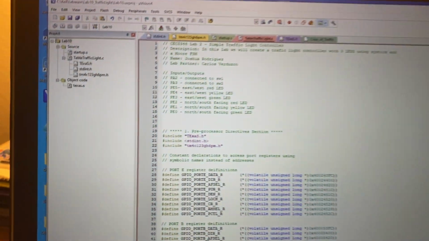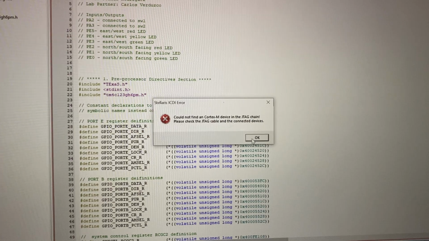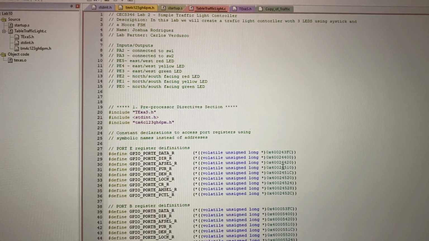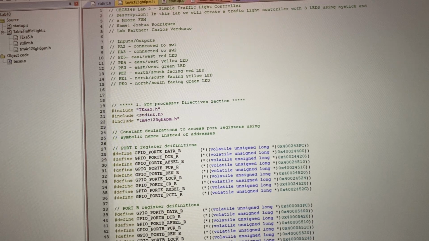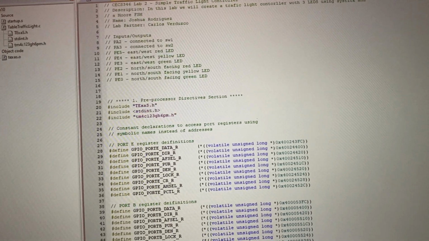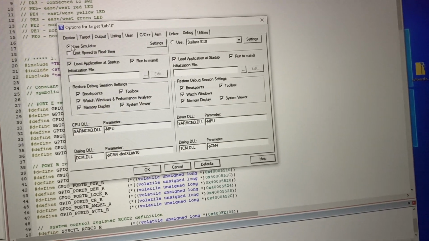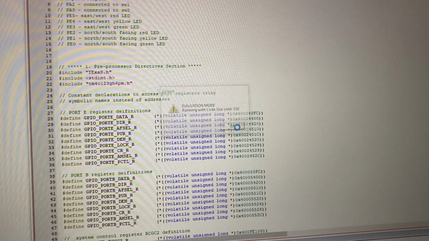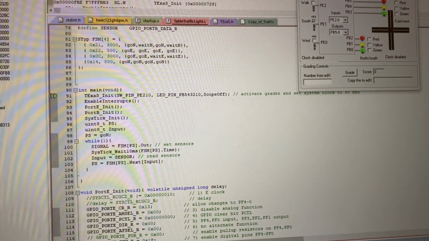Unfortunately, I tried building the lab here, but for whatever reason, it refuses to load on the screen. As you can see here, I keep getting this error, and I'm not really sure what to do. I also was unable to provide the simulation. As you can see here, I'm going to options for target lab 10, I go to debug and I use the simulator. And unfortunately, I was also unable to get that to work.